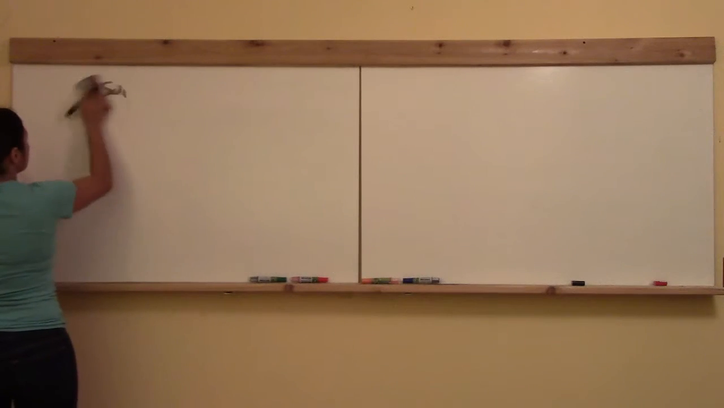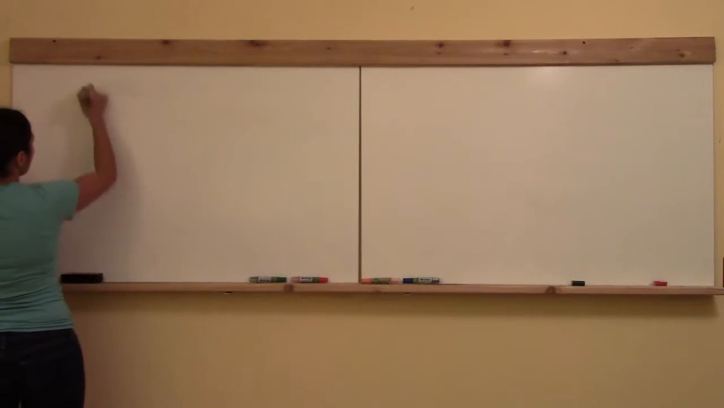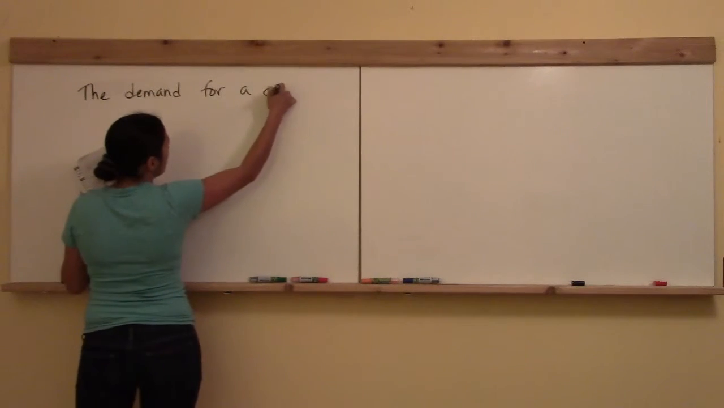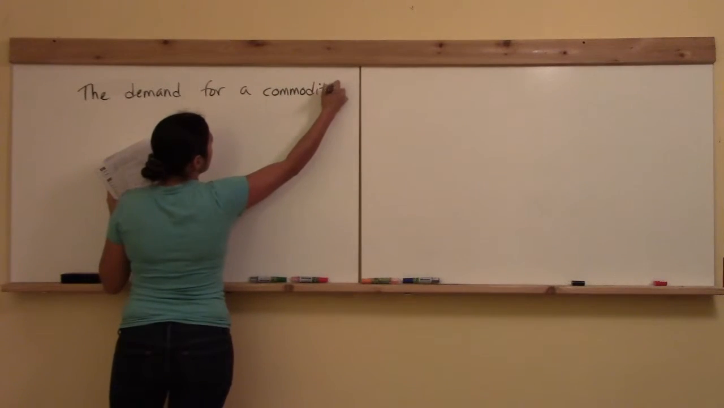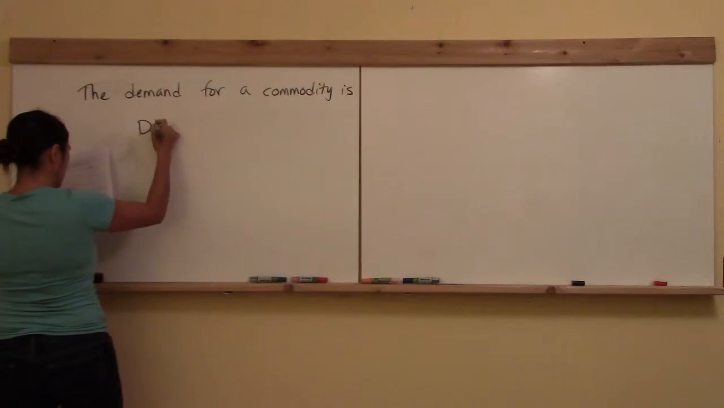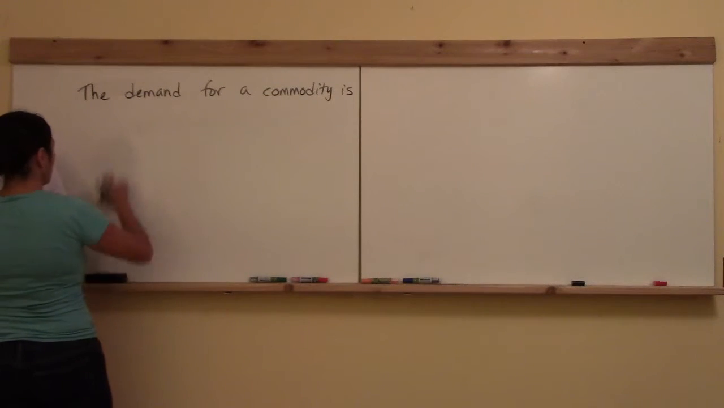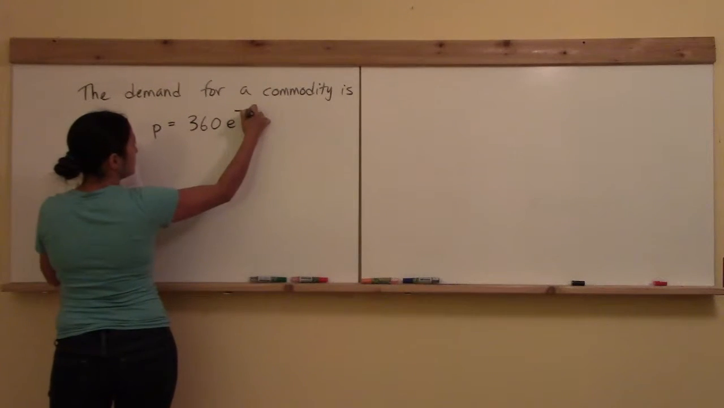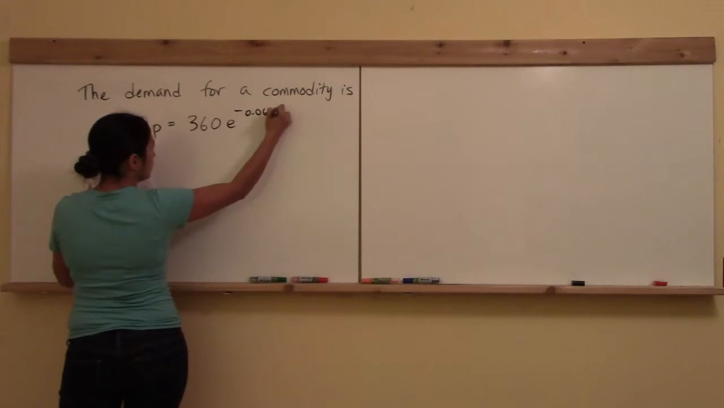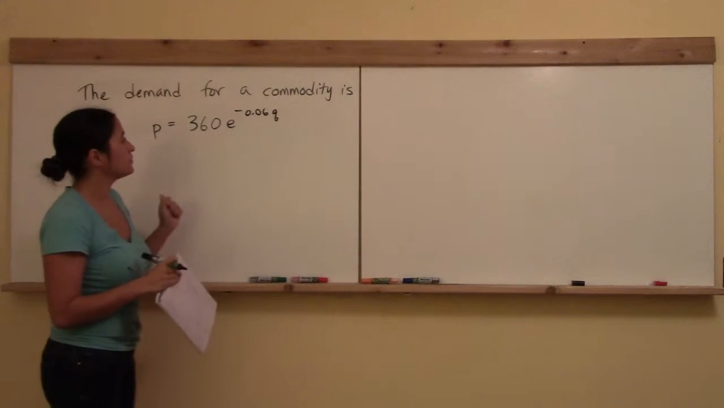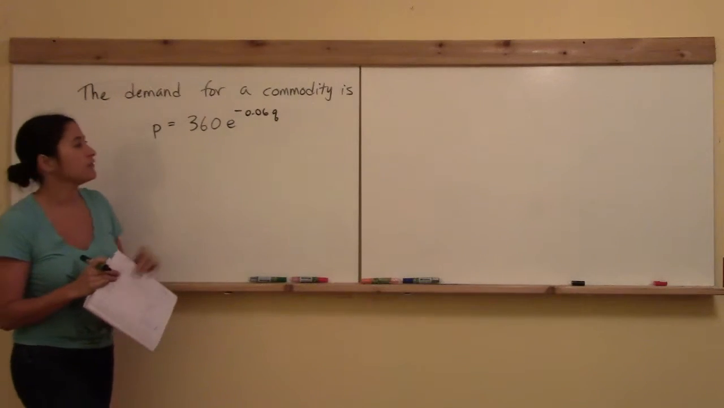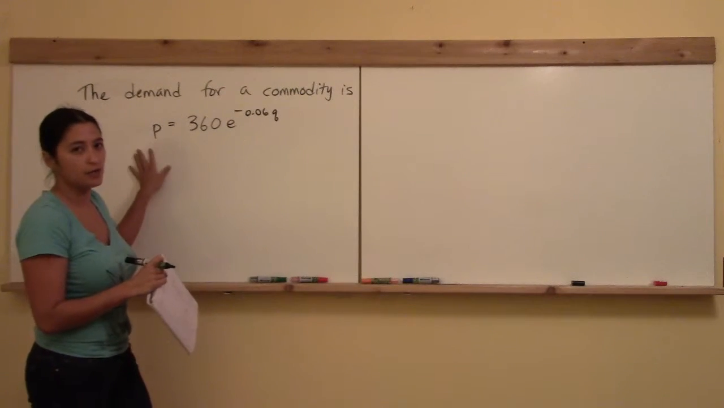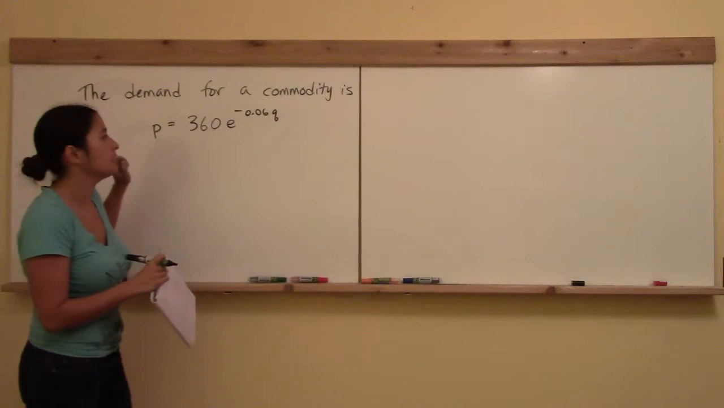Let's say that, actually let's just start with a demand function first. Let's say the demand for a commodity is given by the equation not D, but the price is equal to 360 times e to the negative 0.06 q. Okay? So do you remember the PQ thing from before? The Q is the quantity demanded, and the P is the price per item at that quantity. So this is just the price of one of those items.